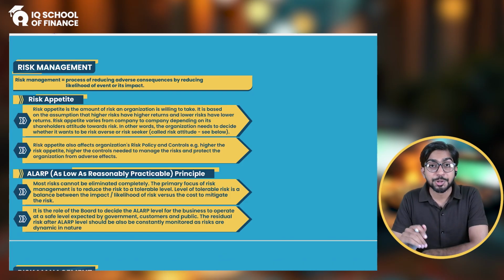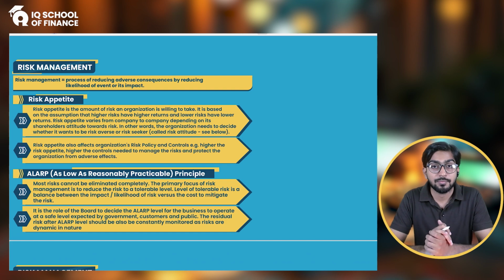In our last lecture, we started our chapter named Risk Management. We understood what risk is, how risk varies from company to company and industry to industry, what the types of risks are, and how we are going to classify the risk into each type or category. All right.